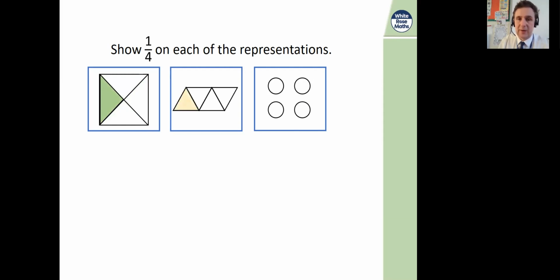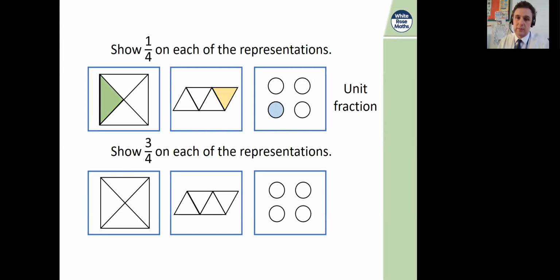Like with the next one, you could have had this triangle, or this triangle, or this triangle, or this triangle. But whichever one you chose, if you just shaded one, you represented a quarter. Now, how about these dots? Perhaps you chose that one, or that one, or that one, or that one. Whichever one you chose, as long as you shaded in just one, you showed a quarter. Okay? Each one of them is a unit fraction because it has 1 as a numerator.